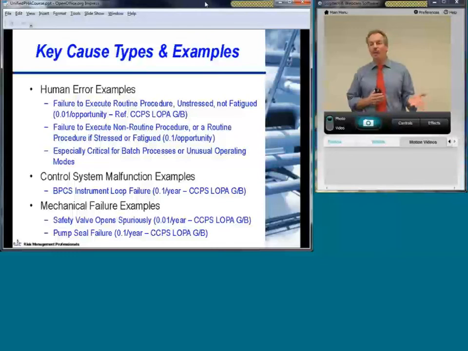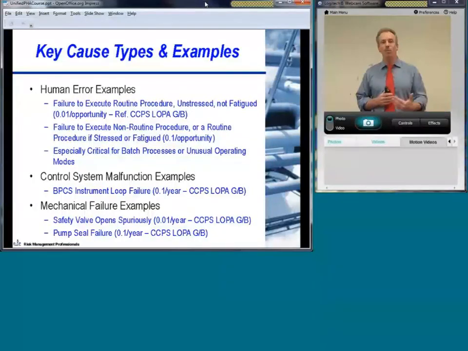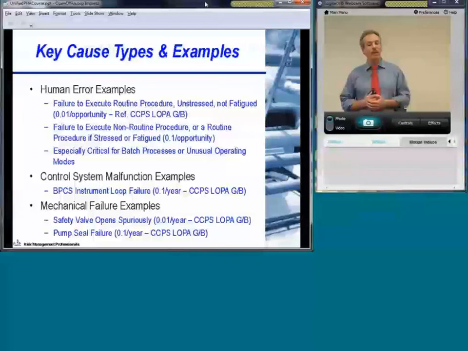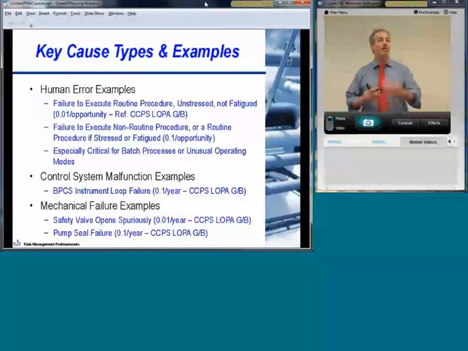Mechanical failure examples, things like a safety valve opening spuriously, they usually tag that with a 0.01, or 1 in 100 chance per year. Pump seal failures, 0.1 per year. These are the kind of things that can occur and various likelihoods associated with them. These numbers, again, most of them are out of the Center for Chemical Process Safety Layer of Protection Analysis Guidebook. These are typical screening values, typically conservatively high, just to make sure that you're not missing critical scenarios.